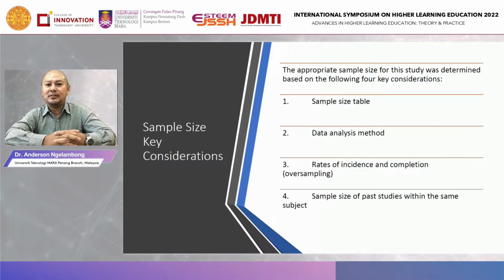And number three is rates of incidence and completion. This is important for you to do your oversampling. So later on, I will show you how to calculate the number for oversampling. And lastly is sample size of past studies within the same subject. It's important for you also to know the sample size of previous studies that are similar to yours, so that you have that validity or conformity that you are within the satisfactory range of the sample size.